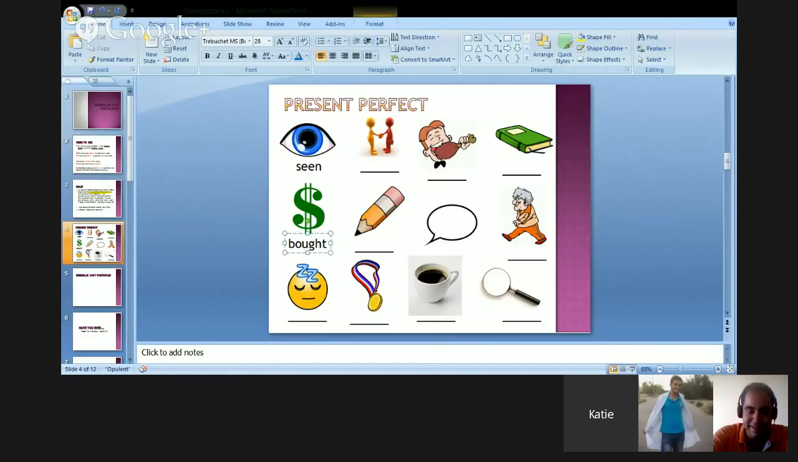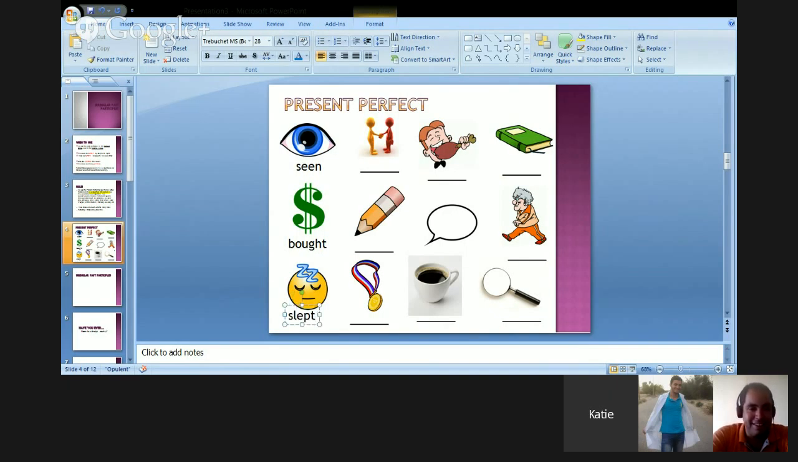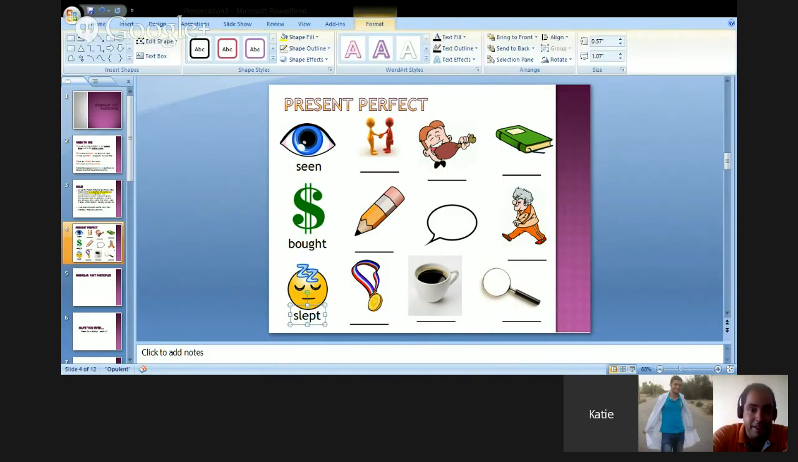Let's see. And then this one down here. What one would this be? That will be slept. Right, exactly. Very good. It seems like you know a lot of these already. So I have slept. Let's see. And I could say, have you ever slept outside? Maybe when you were camping?